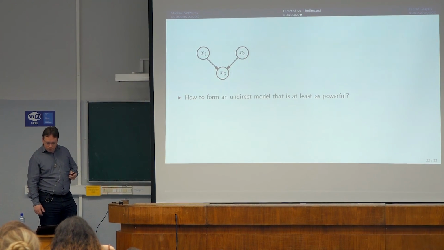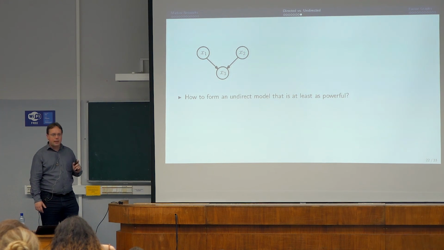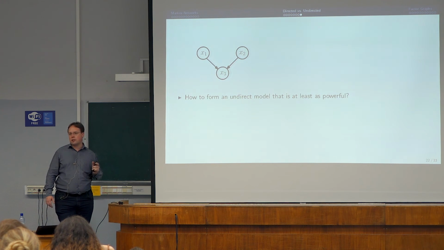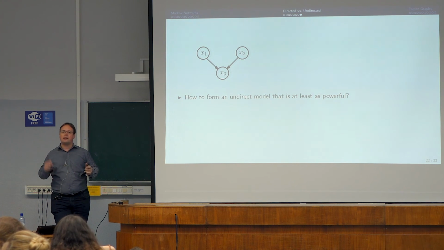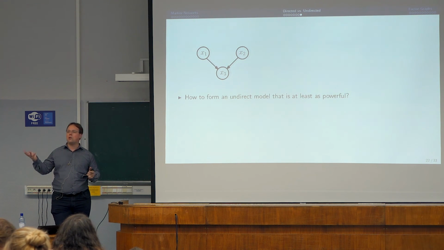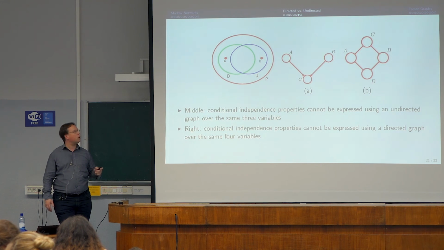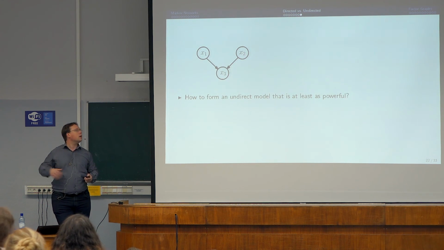Okay, so there is, however, a procedure that is good to remember. If we have a directed model, but we really don't like directed models and want to work with undirected models, there is a procedure which is relatively simple to form an undirected model that is at least as powerful, so it can represent all the distributions. So we cannot express exactly the same independence relations with an undirected model, but we can build a model that at least covers all the distributions.